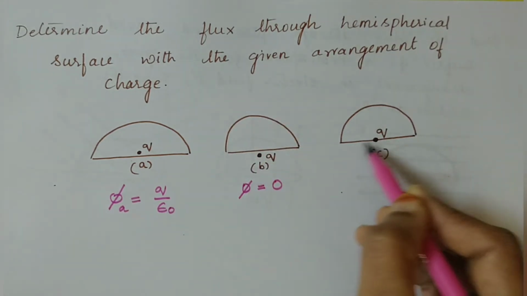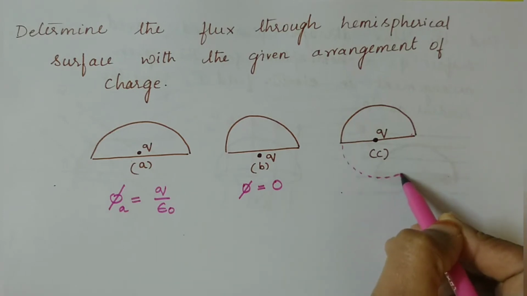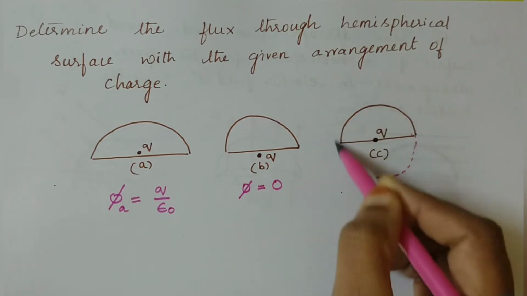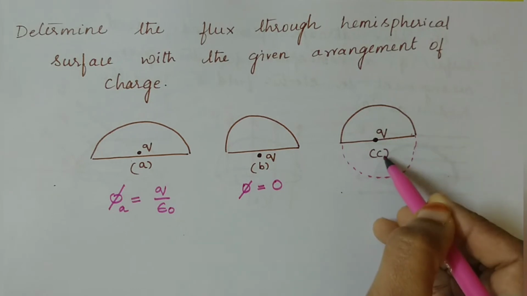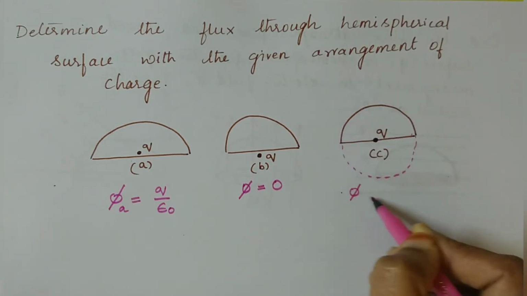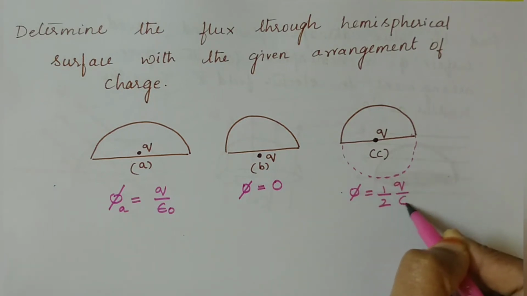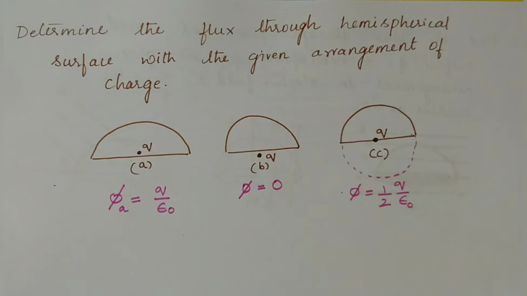In the third case, this is the charge. If you complete this diagram, for one complete sphere, flux would be Q by epsilon naught, but for a hemisphere, half of it, you get the flux half of Q by epsilon naught.